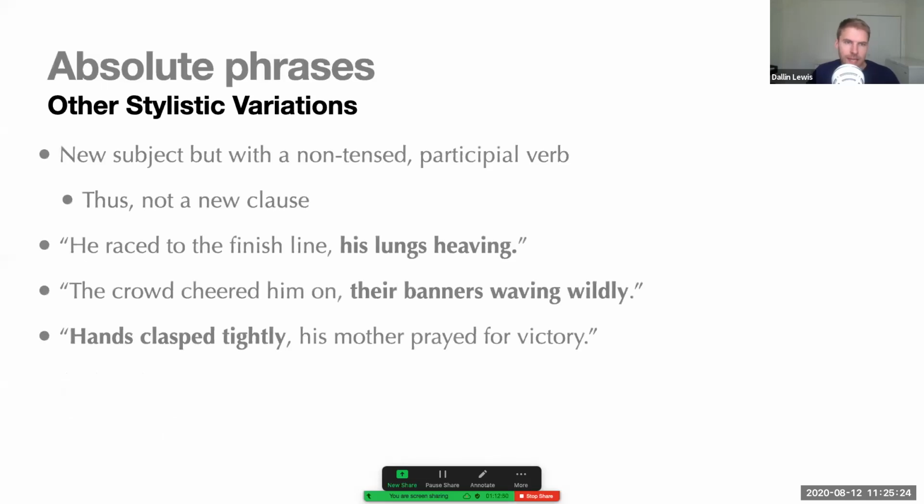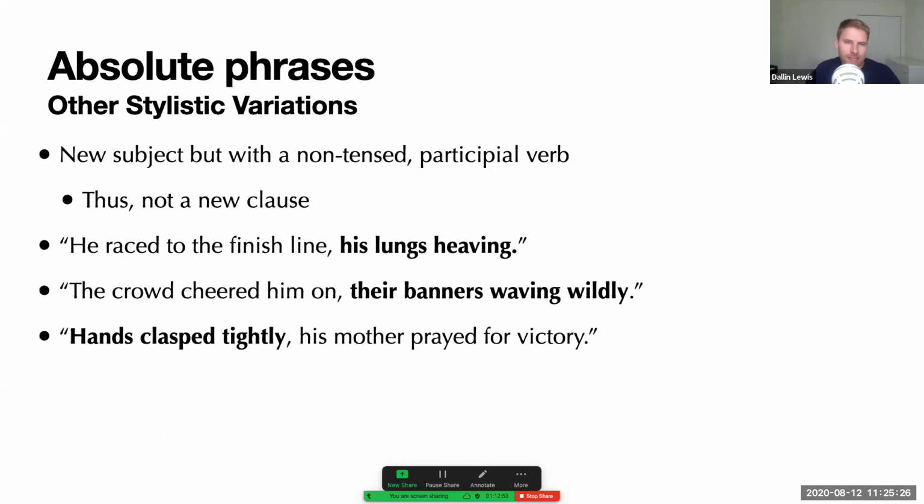Now, the absolute phrase, this is probably the most important stylistic device to learn, and it's also the most grammatically complex, so we're going to spend a little bit more time on it. Absolute phrases are very similar to participial phrases, but instead of taking the subject of the sentence as their implied subject, these phrases actually have their own subject. They're almost their own clauses, except they don't have a tensed verb.